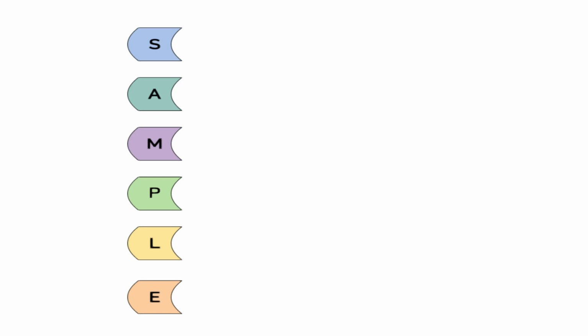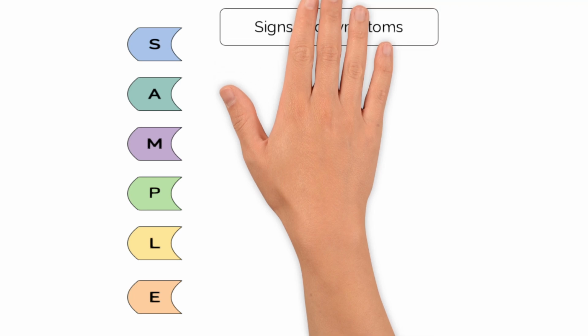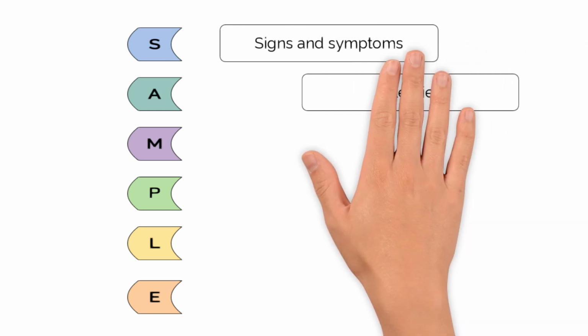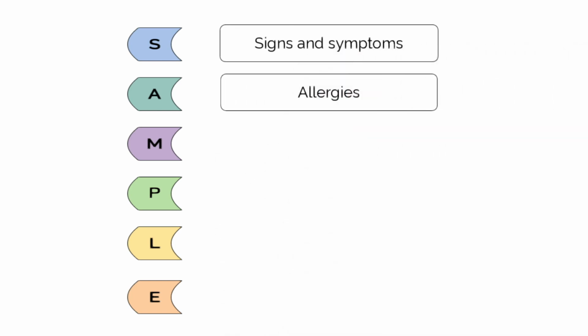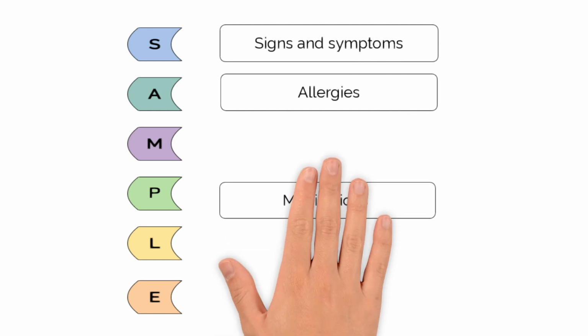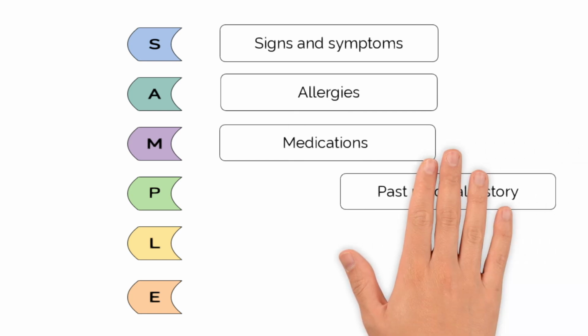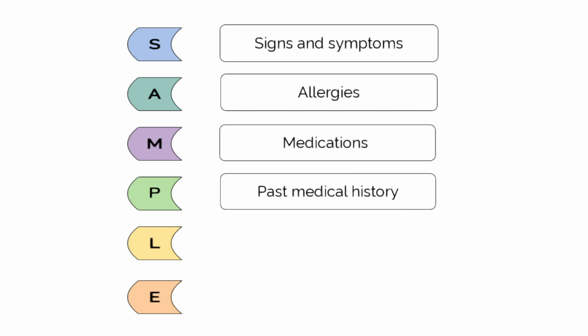SAMPLE is an acronym widely used in emergency care and stands for Signs and Symptoms. What do you observe and what is your patient telling you? Allergies. Does the patient have any known allergies? Medications. What medications is the patient currently taking, including prescription and over-the-counter? Past medical history. Any significant medical issues, recent surgeries or hospitalizations?